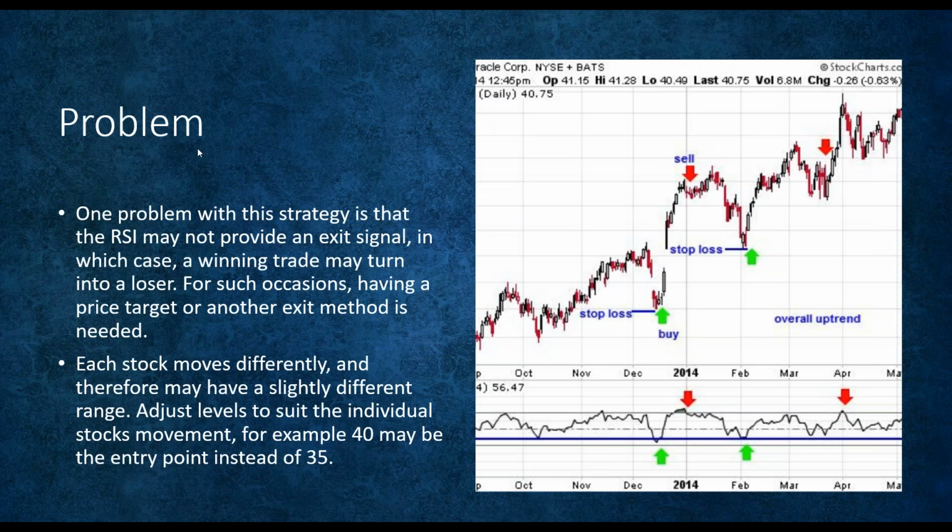One problem with this strategy is RSI might not provide an exit signal, in which case a winning trade may turn into a loser. So for such occasions, having a price target or another exit method is needed. This is because the rule of thumb is never trade with a single indicator. You should have other confirmation tools.